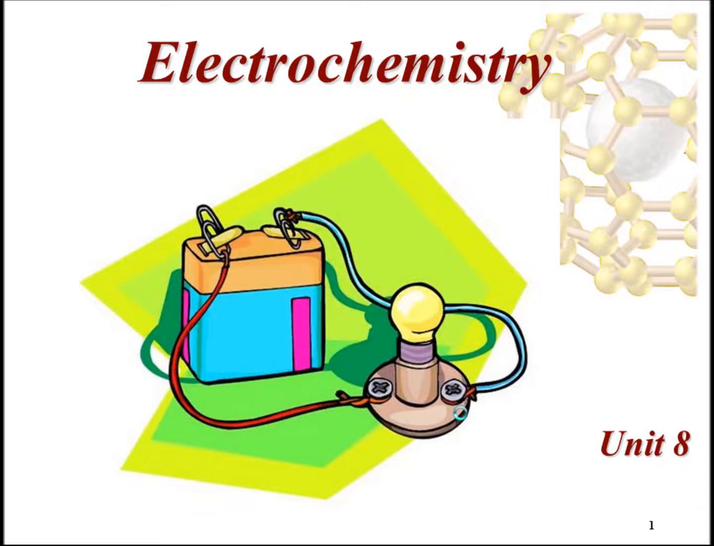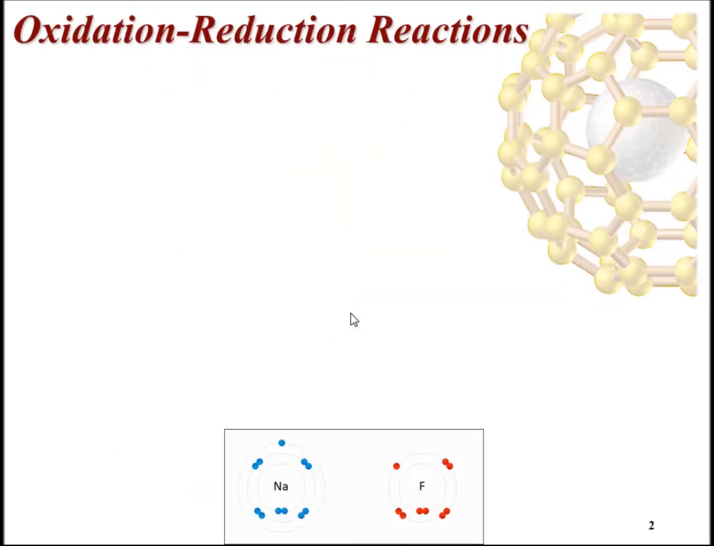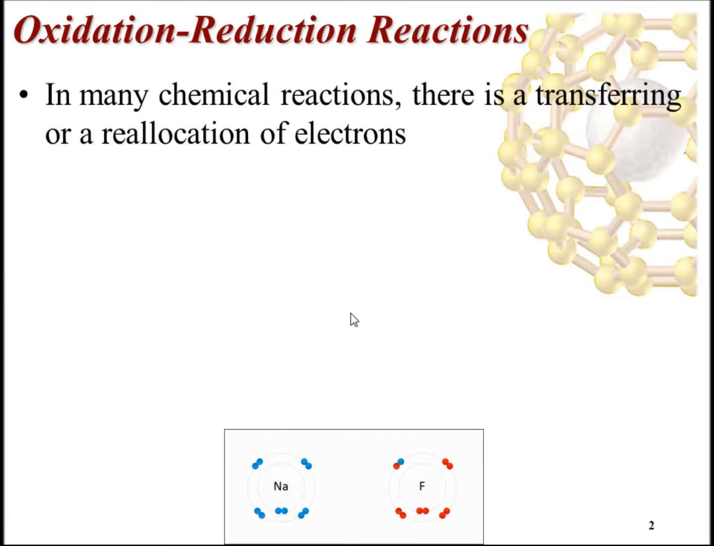Okay, welcome to Unit 8, Electrochemistry. As you can see in our unit of electrochemistry, we are going to be dealing with electricity. And sometimes, such as in the case of batteries, electricity is actually a product of a chemical reaction. So we will be looking at those types of reactions that involve a flow of electrons when we study electrochemistry. Those types of reactions are called oxidation reduction reactions.